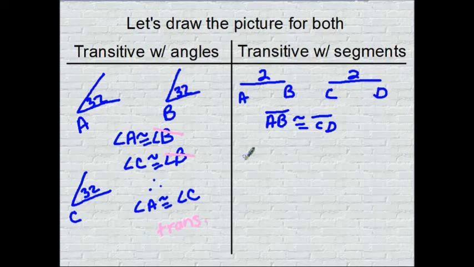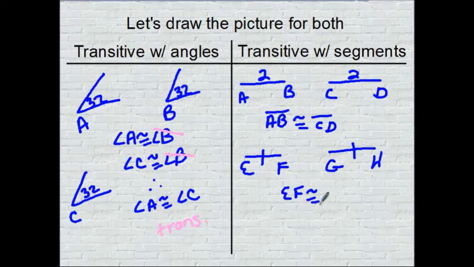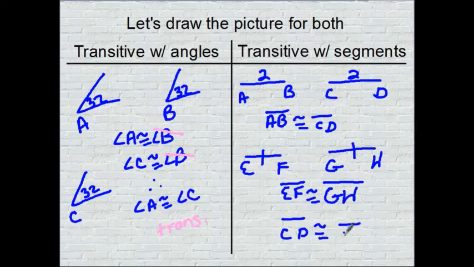Now, let's say I have segment EF and segment GH. And let's say they're congruent, therefore they have the same tick marks. We can say segment EF is congruent to segment GH. Now, let's add one more statement. Let's say that I know that segment CD is going to be congruent to segment EF. Now, if CD is 2, that would make EF also 2. And since EF is congruent to GH, GH would also be 2.